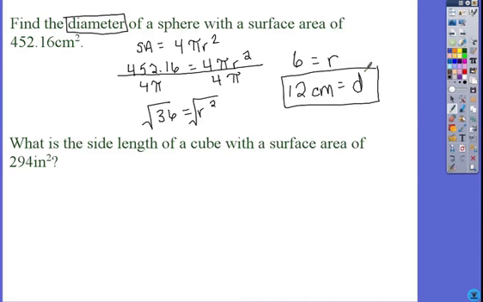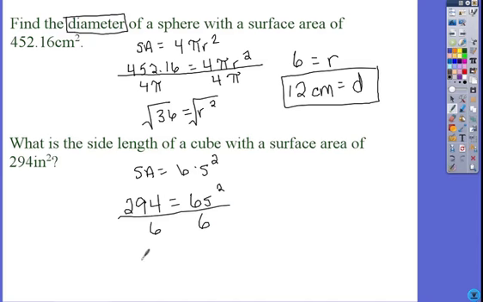Then we have the side length of a cube with a surface area of 294 inches squared. Remember, we said that the surface area of a cube was 6 times the side squared. So, 294 is equal to 6 times the side squared. Divide both sides by 6. I end up with 49 equals the side squared. Let's take the square root. So the length of the side is 7, so 7 inches.